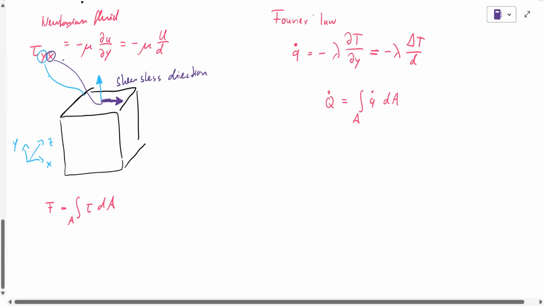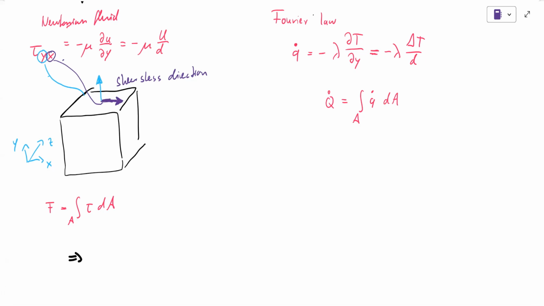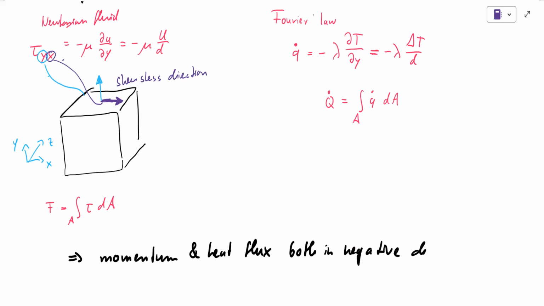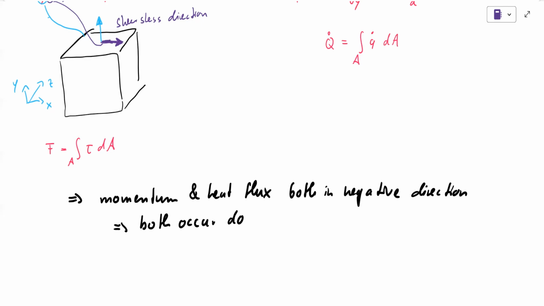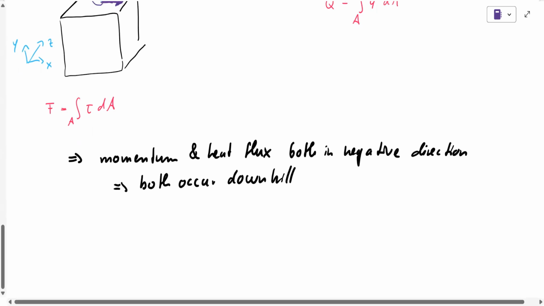So that means that here, in both cases, momentum and heat flux are both in the negative direction. So that means that both occur downhill, and we can also define the diffusivities.